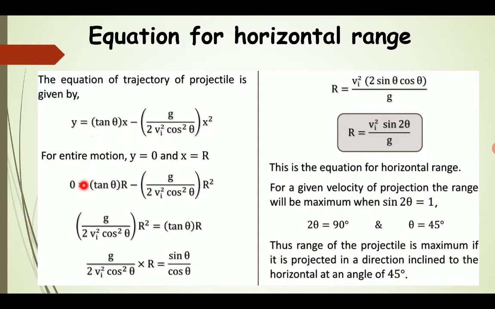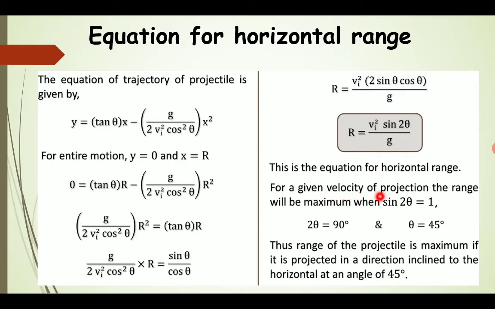So let us substitute the values. 0 is equal to tan theta times the range minus g divided by 2 v_i squared cos squared theta times the range squared. After arranging the terms and solving, we get that the range of the projectile is given by v_i squared sin 2 theta upon g. So this is the required equation of horizontal range. Now we can substitute the value of theta and figure out the maximum horizontal range.